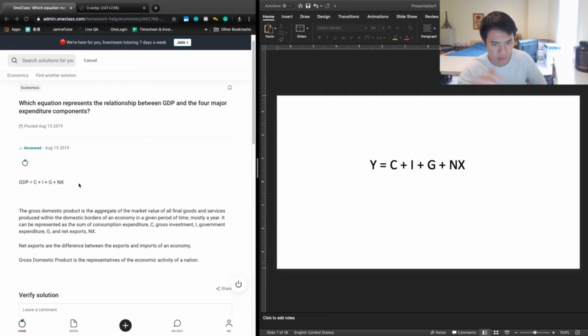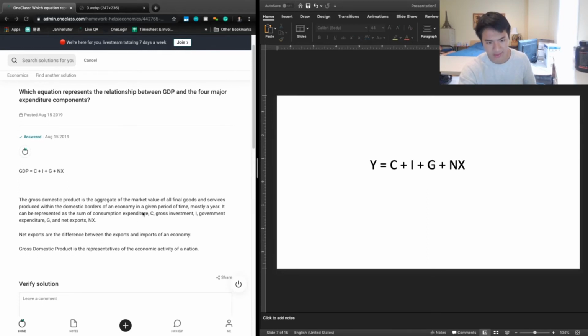This is a very straightforward, just kind of recall question. And so the tutor goes on to explain that GDP is the aggregate of the market value of all final goods and services produced within the domestic borders of an economy in a given period of time, most often in a year. It can be presented as a sum of consumption expenditure C, gross investment I, government expenditure G, and net exports NX, where net exports are the difference between the exports and imports of a country. And GDP is a representation of the economic activity of a nation.